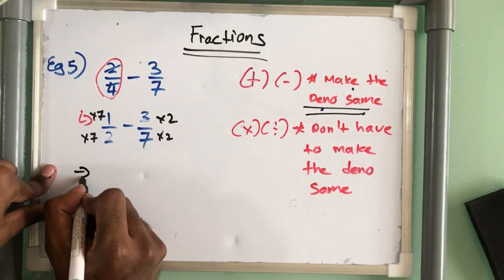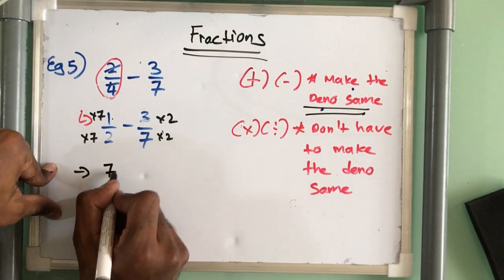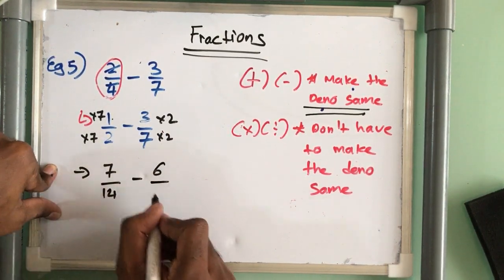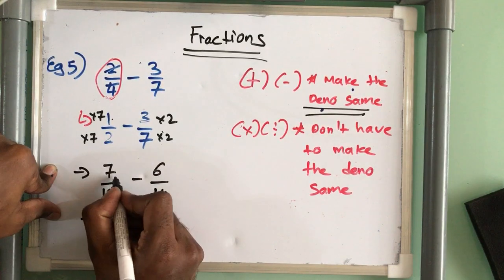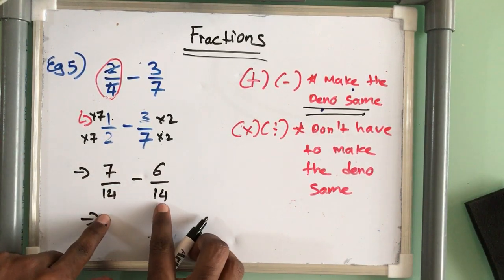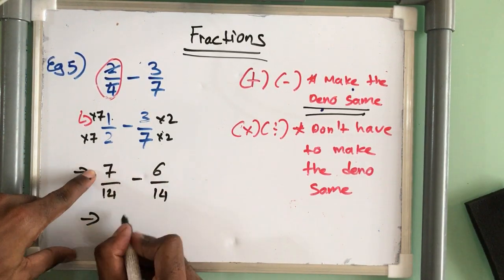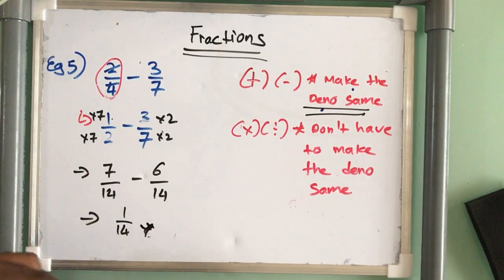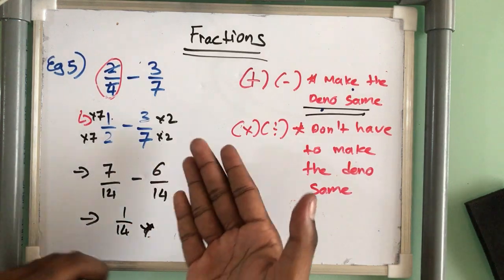Therefore, we write our reformed fraction. 7 times 1 is 7 over 14. Moving forward, 2 times 3 is 6, 2 times 7 is 14. Now, since our bridge is already connected, we can solve up here. 7 minus 6 is 1 over 14. And therefore, this is a proper fraction. You can leave your answer in this form.